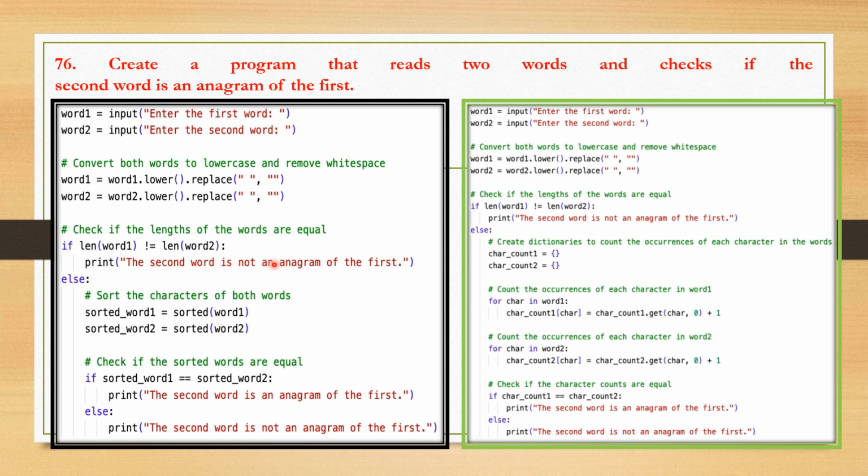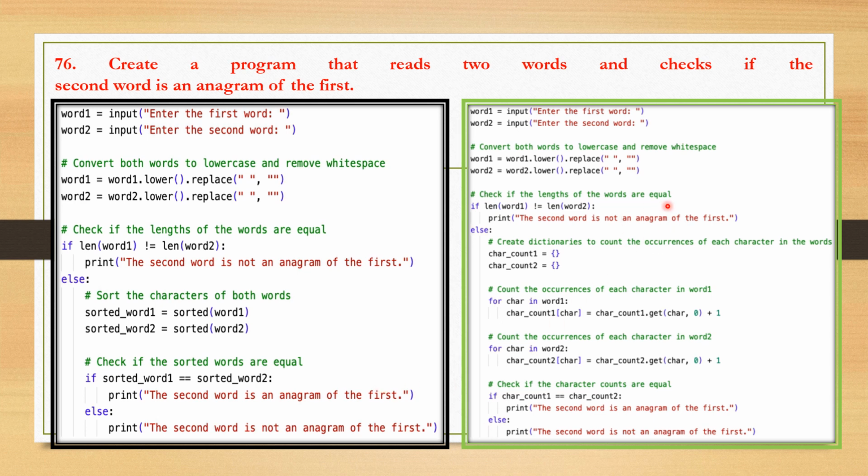If the lengths of the words are equal, it will proceed to sort the characters of both words using the sorted function, which arranges the characters in ascending order. The sorted words, sorted word 1 and sorted word 2, are then compared using the equal operator to check if they are equal. If they are, it means the second word is an anagram of the first, and the program prints the corresponding message that it is an anagram of the first, else it's not.